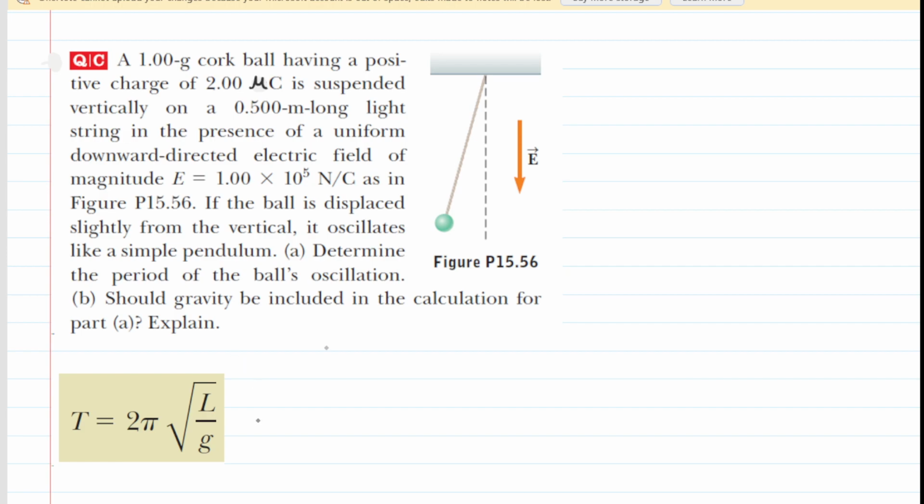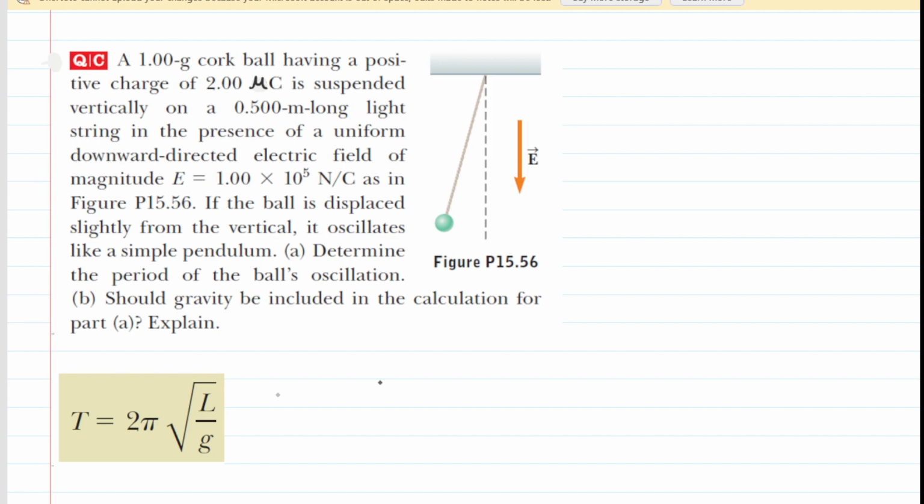And in order for us to calculate the period, we can see that we need two pieces of information. We need first the length of the string, which is pretty easy because they gave us the length directly in the question. That's just half of a meter. But we also need the value of g. Now, ordinarily, g would simply be 9.8 meters per second squared.